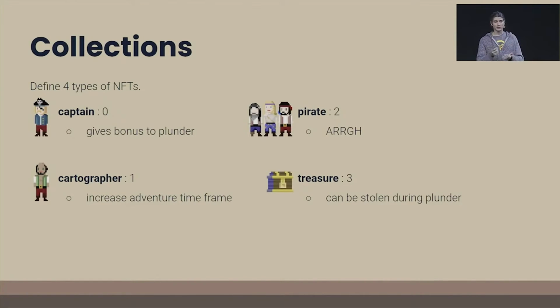And finally, we have pirates. Collection ID 2. Pirates do nothing. They're just pirates. And we have a treasure NFT. This treasure, there is some custom logic attached to it. We can steal it during a Plunder transaction.